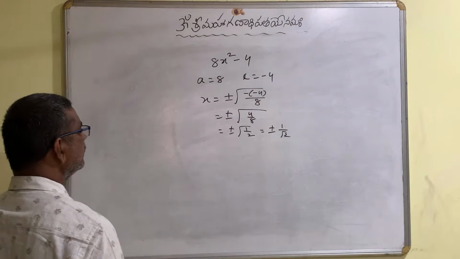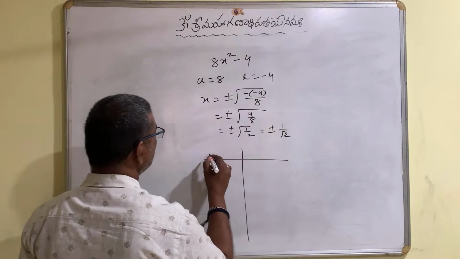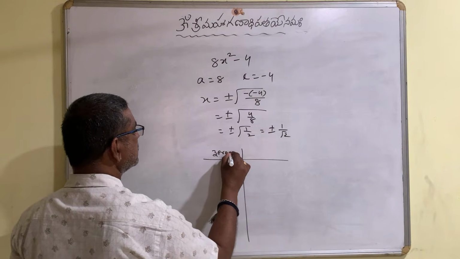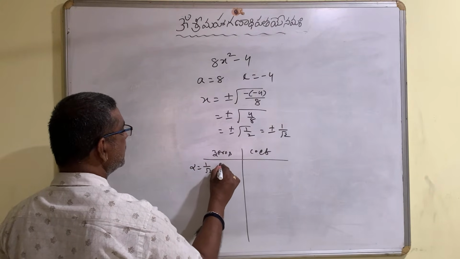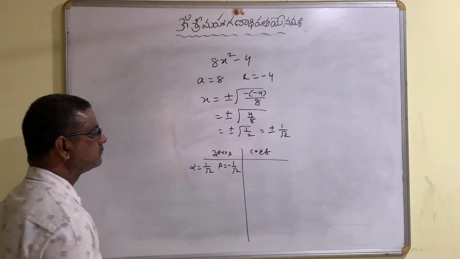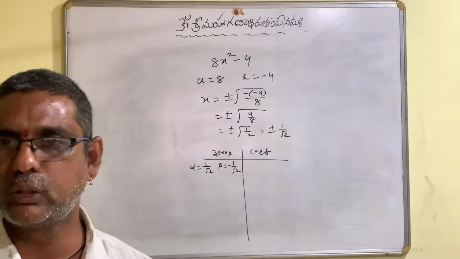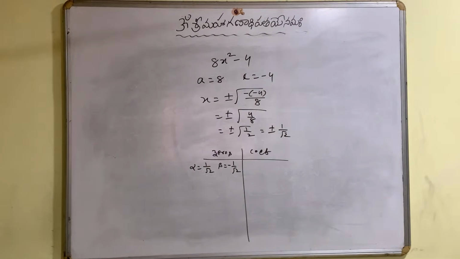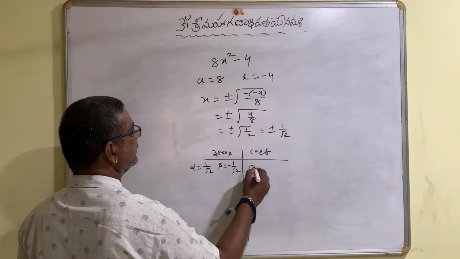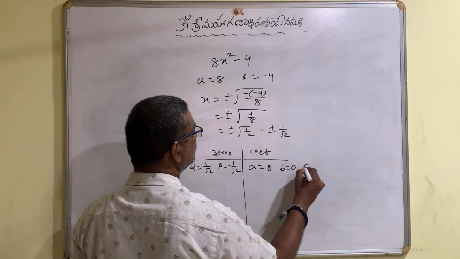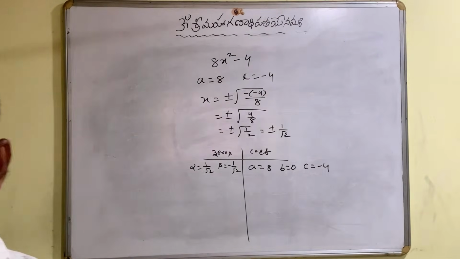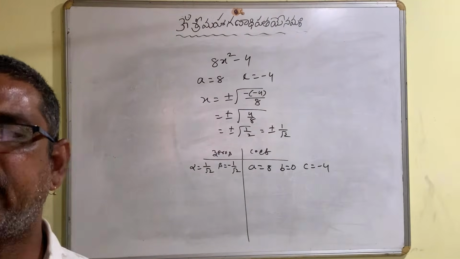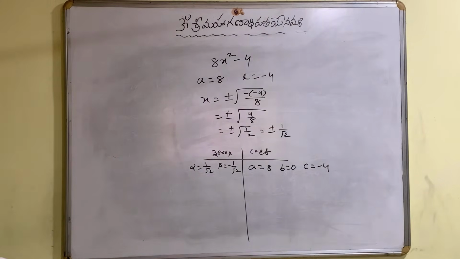Now zeros and coefficients. Alpha is 1 by root 2, beta is negative 1 by root 2. And coefficients: A is 8, B is 0, C is negative 4. The middle term is not there, na? So B is 0 and C is negative 4.